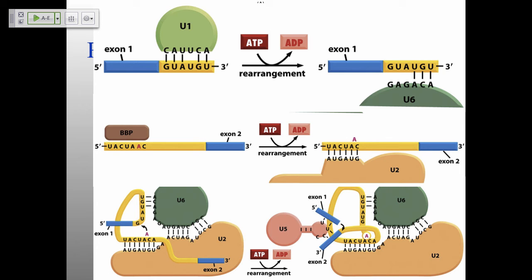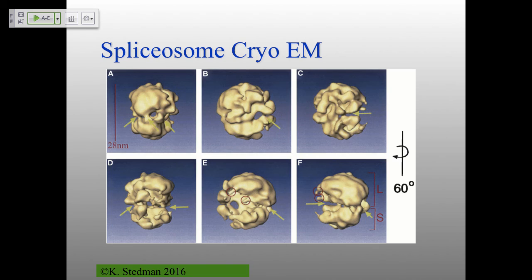What does this thing look like? This is the spliceosome in a cryo EM model. This is actually just the snRNPs without the messenger RNA. People think the messenger RNA kind of goes through here.